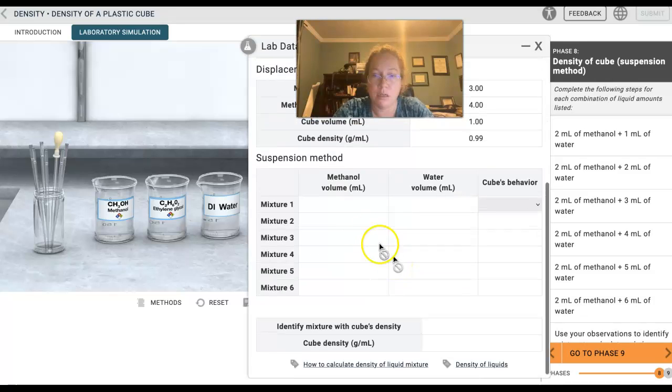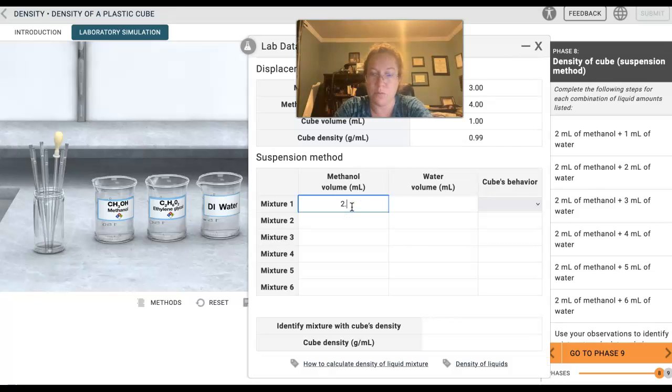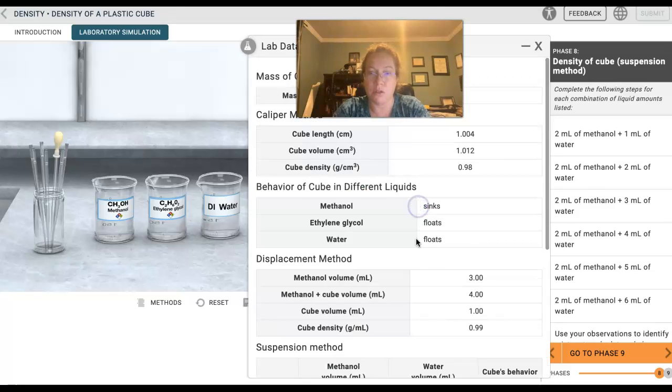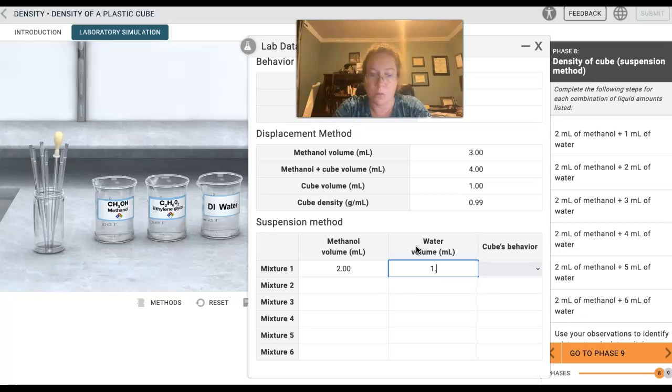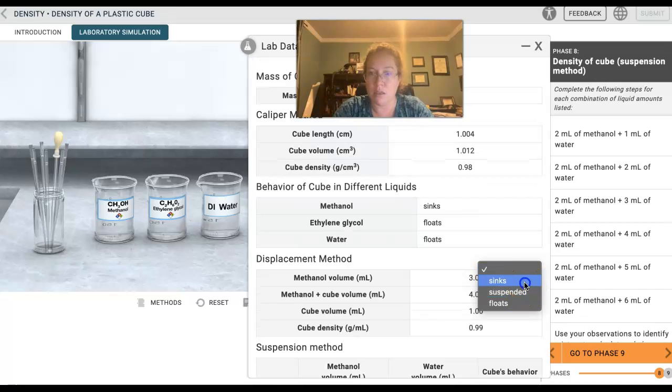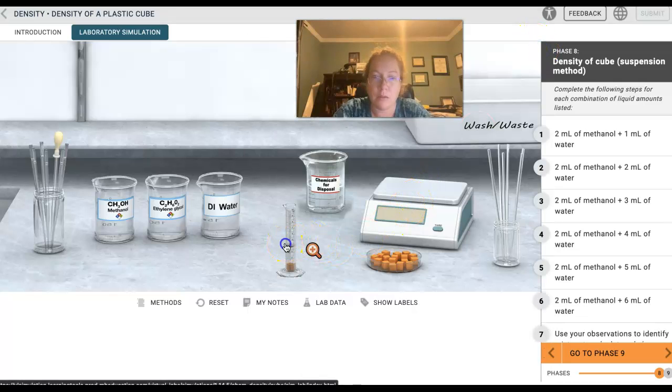Okay, throw that away. Pick up our cube, and let's see what happens. And for this one, 2.00, make sure you use enough significant figures. 1.00 water, and it sinks. Okay, so we pick that up, pour it out, dispose of it.